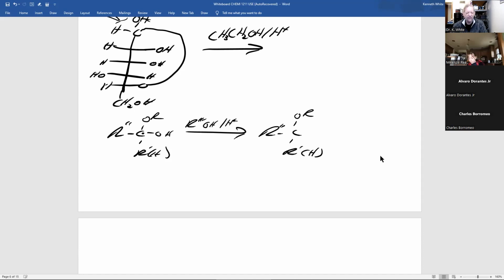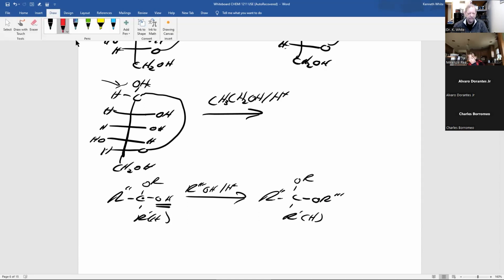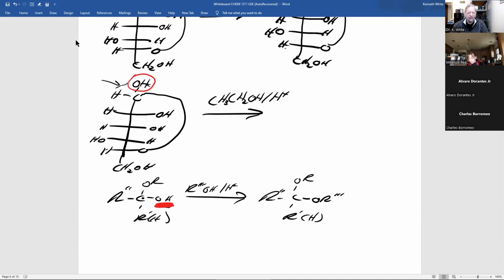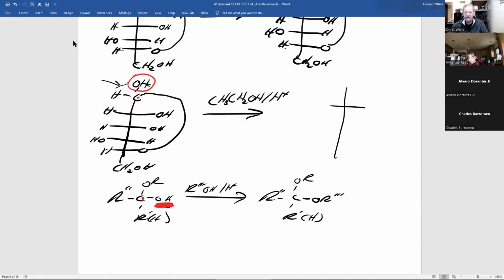Keep your eye on this carbon with two oxygens. The only thing that will change is this hydroxyl group is replaced with this OR triple prime. Everything else stays the same. And this hydroxyl group is this hydroxyl group. This carbon is this carbon. Since things that are not involved in the reaction don't change, I can rewrite it.